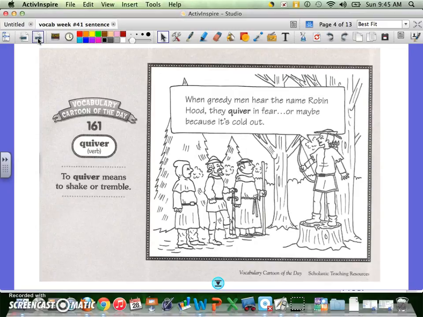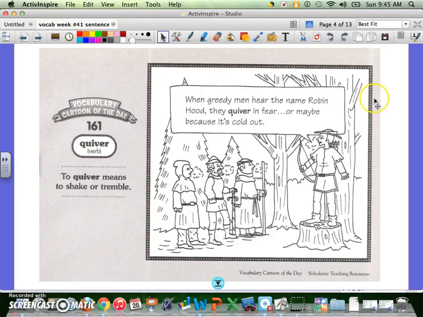Alright, so our first word is quiver. Quiver is a verb, which means it's an action word. So when someone is quivering, it means that they're shaking or trembling. Usually we shake or tremble when we're feeling fear, although there are other reasons why somebody might quiver. You could quiver in excitement. You could quiver because it's cold. But usually the most common context is going to be fear.